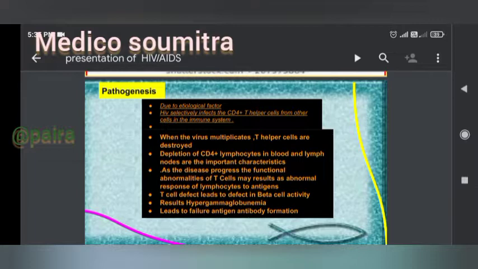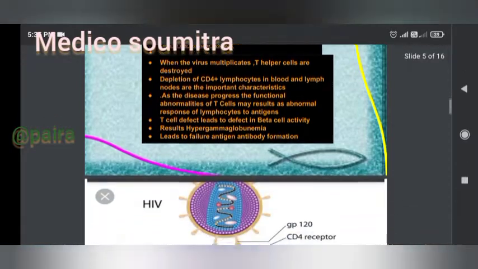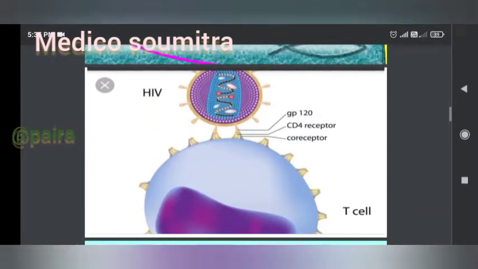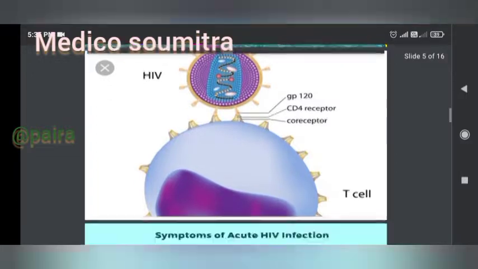Now see how the CD4 plus cell works. Look at the CD4 plus cell. The HIV virus attaches to the CD4 receptor, and after attaching to the CD4 receptor, it multiplies itself. Because of the multiplication, we can see the antigen and antibody formation failure.